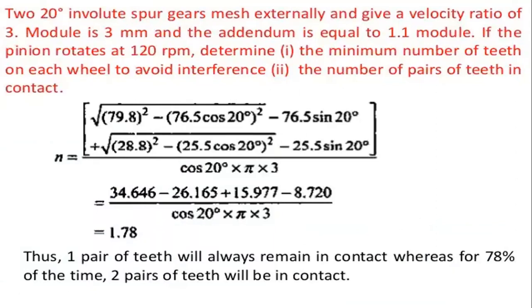So one pair of teeth must be in contact 78% of the time, and two pairs of teeth will be in contact. That is, two pairs of teeth will be in contact with one another for 78% of the time.